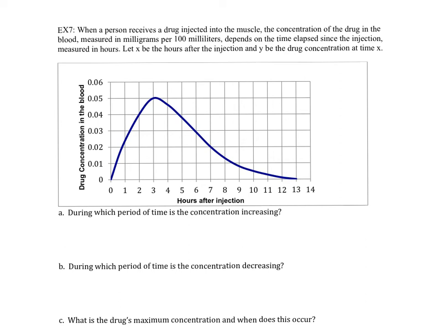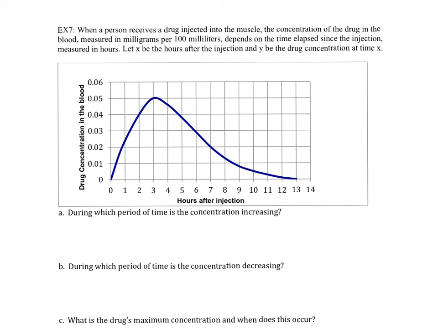Let's do one last example in this section. And these examples, I didn't make up the numbers. They're actually real figures. Example 7 says when a person receives a drug injected into the muscle, the concentration of the drug in blood, measured in milligrams per 100 milliliters, depends on the time elapsed since the injection. And the time here is measured in hours.